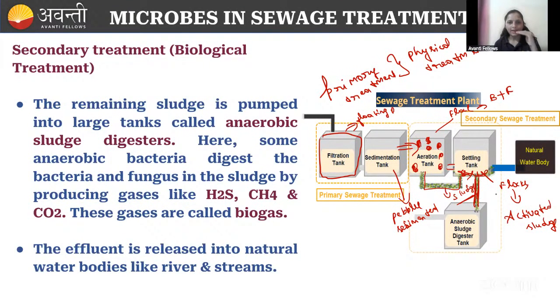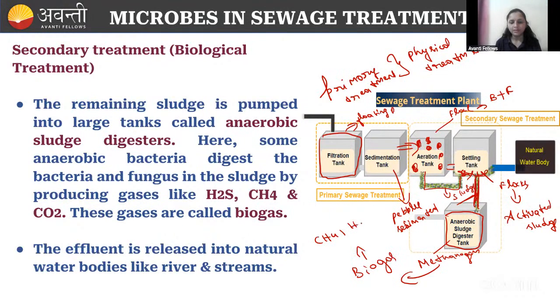The activated sludge, the bacteria and fungus, we take to the anaerobic sludge digester. Here the methanogens will be there. The methanogens act on everything present and produce biogas. The biogas mainly consists of methane, hydrogen sulfide, carbon dioxide and nitrogen. This biogas we use for cooking. What about the water then? That water we send to a natural water body.